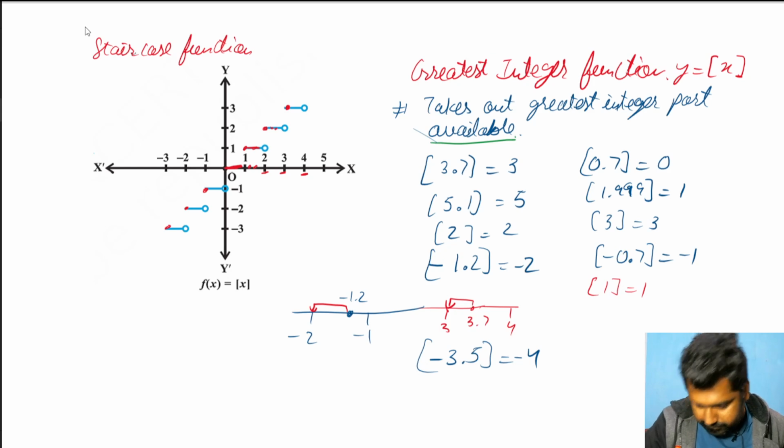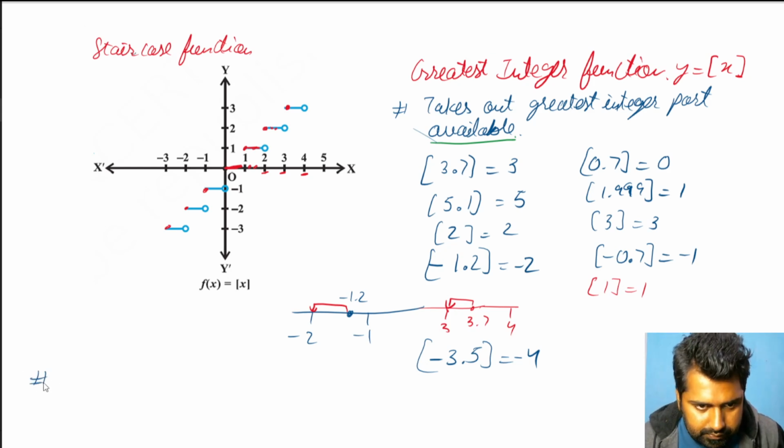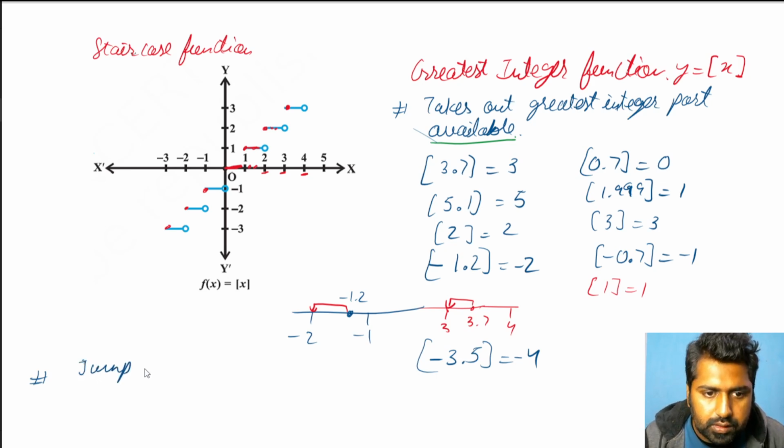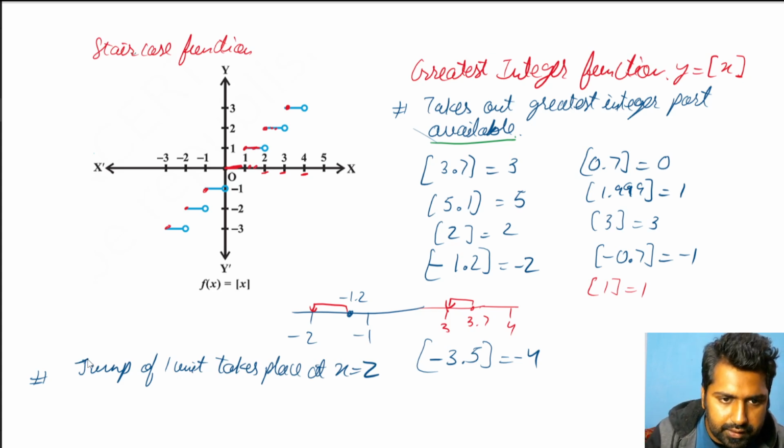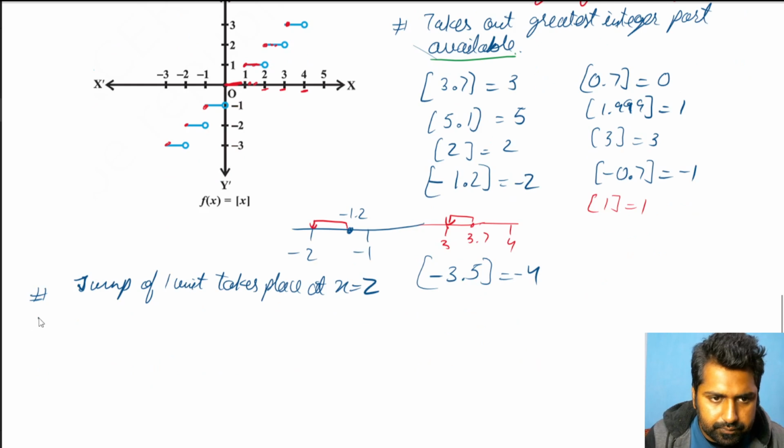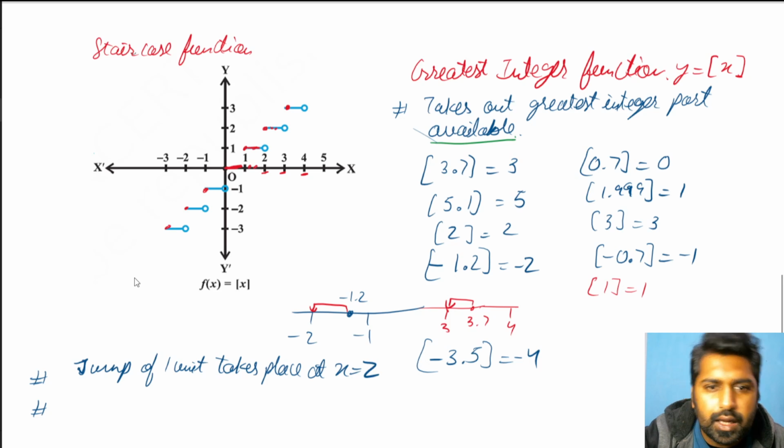All right, a few important points. That jump of 1 unit takes place at x equal to Z. Now Z is what? Integers. Okay, this is what we have learnt in sets, that Z will represent all the integers. What else is there? Jump is there, and that's it, I think. What else is key here?